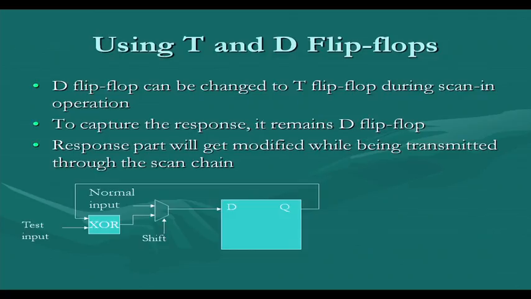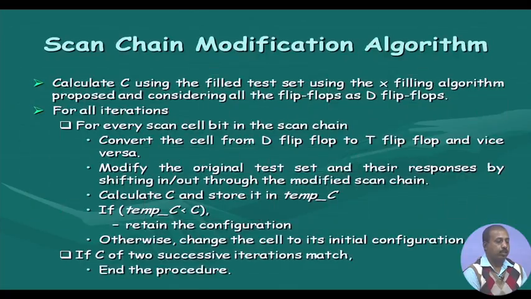Similarly, if you use T and D flip flops, then a D flip flop at the time of testing is converted to a T flip flop, and this also results in a good number of transition reductions. So, the scan chain modification algorithm: this is basically the D-T flip flop modification.